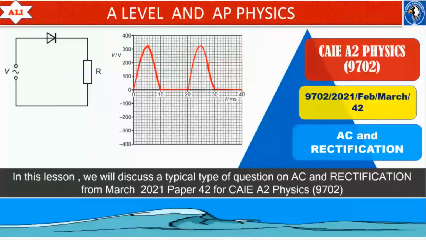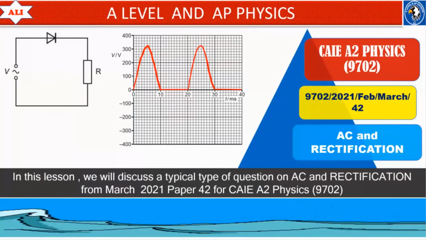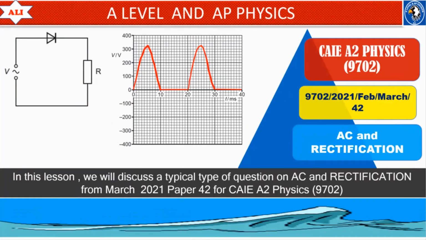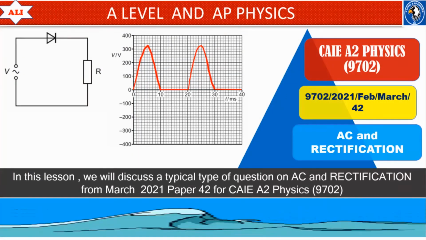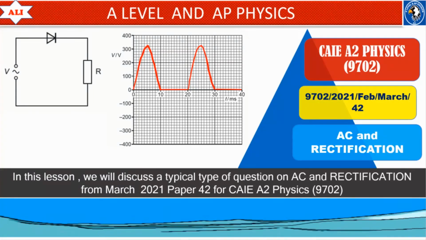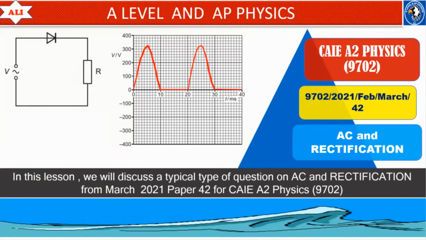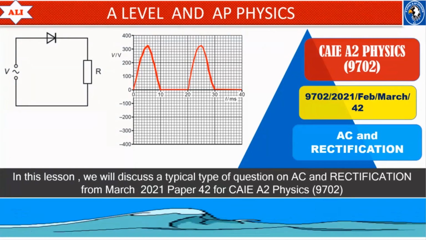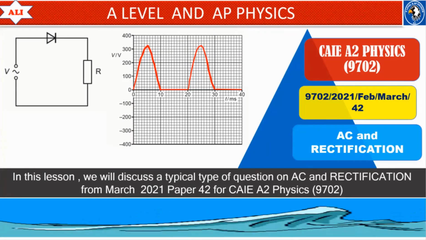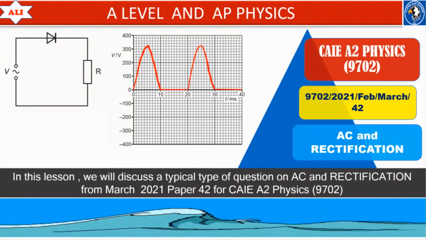Welcome to A-Level and AP Physics. In today's lesson, we will discuss a typical type of question on AC and rectification from March 2021, Paper 4, Variant 2. In this class, we will discuss some very important concepts about alternating current and rectification, and those concepts are most frequently asked in past papers.